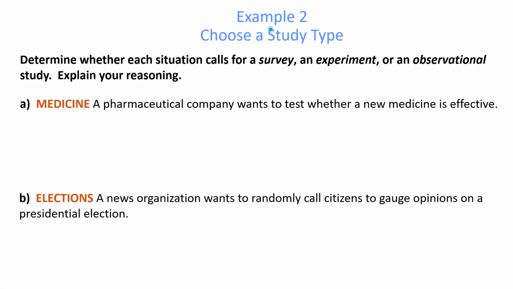Now, for example 2, we want to determine whether each situation calls for a survey, an experiment, or an observational study, and we want to explain our reasoning.